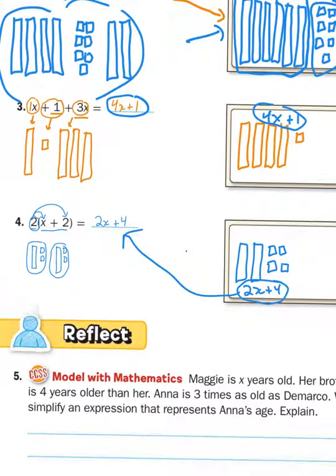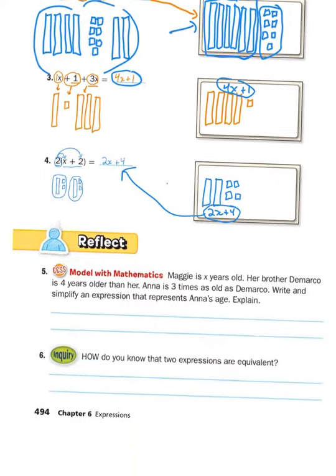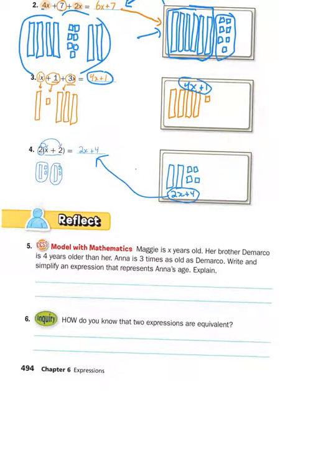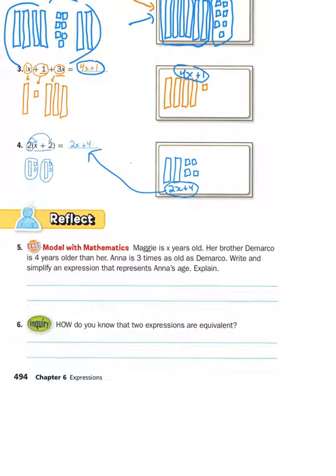All right, so the last one you're going to do with me is number 5. Okay, this one is kind of fun when you get the hang of them. They're tricky at first. So let's read it and then we'll talk about it. It says, Maggie is X years old. Her brother DeMarco is 4 years older than her, and Anna is 3 times as old as DeMarco. Write and simplify an algebraic expression to represent Anna's age. Explain. Well, let's go through. I'll show you the trick for doing these.